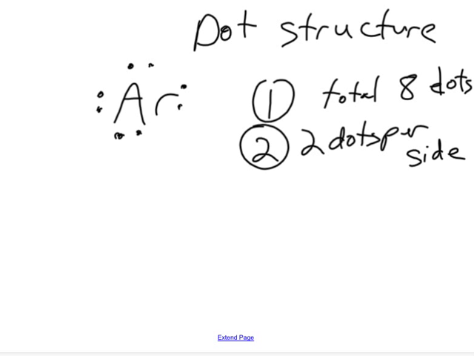So let's do another one. Let's do lithium. If you take a look at lithium, lithium has 3 electrons, but the first energy level can hold 2. Therefore, there's only 1 in the outermost shell. So we only put 1 dot. And that's the Lewis dot structure.